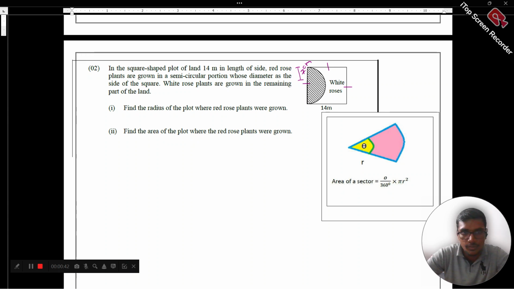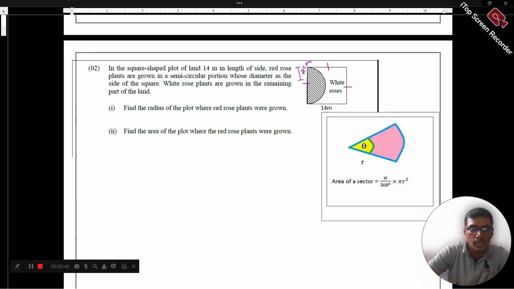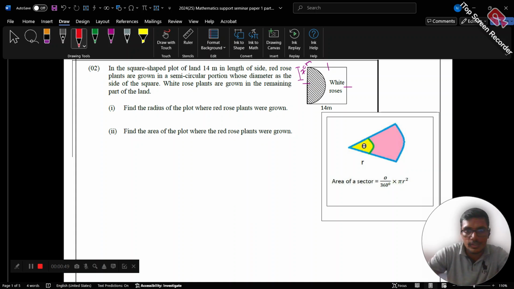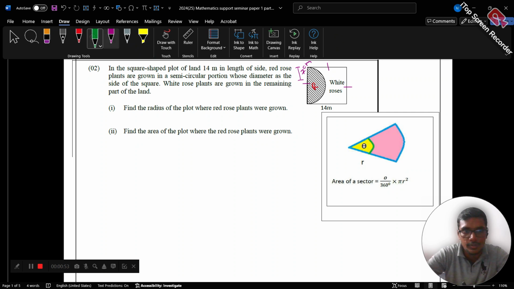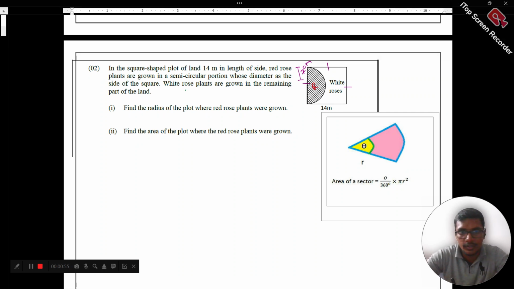Red rose plants are grown in a semicircular portion. Here the red roses are grown, whose diameter is the side of the square. White rose plants are grown in the remaining part. Here white roses are grown.